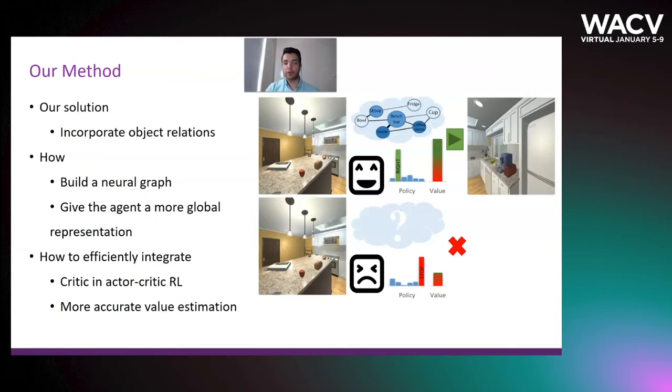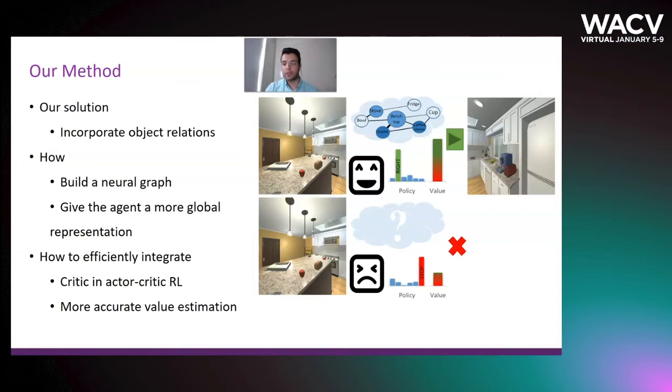Our solution is to incorporate the relationship between object locations, or object collocation information, into our navigation framework by building a neural graph. This neural graph will then be able to provide the agent with a representation that is based on reasoning on the observed objects and gives a more global understanding of the surrounding environment.